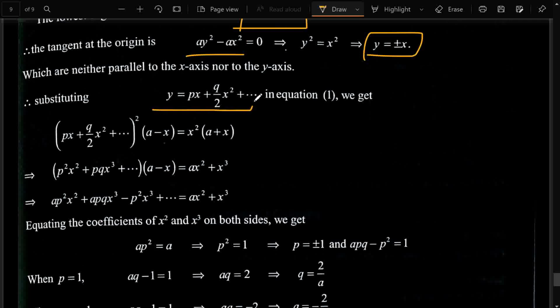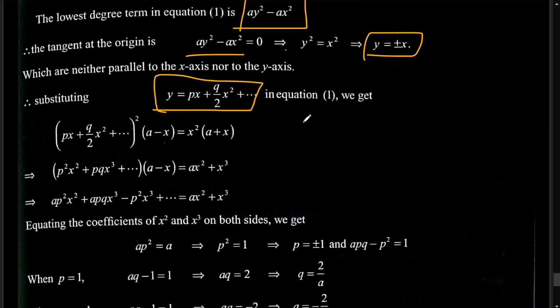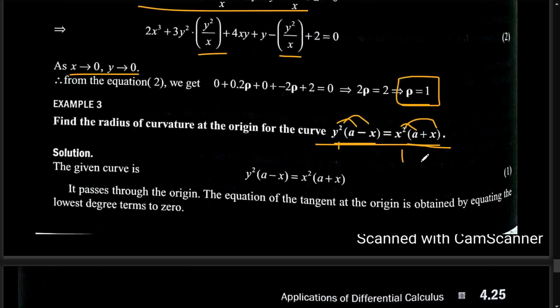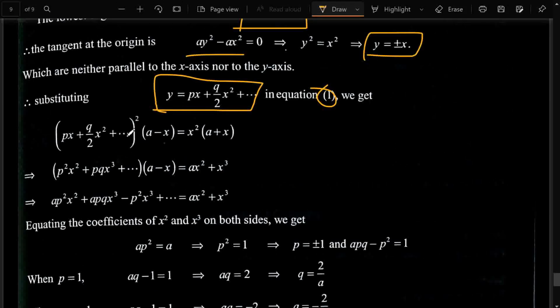So we know this equation which we saw before. I have told you to remember this. This is nothing but p is f dash of 0, q is f double dash of 0. So now we are putting it in equation 1. So y is equal to px plus q by 2 x squared in equation 1. What is equation 1? That is nothing but the given equation. So you put it there, and here the binomial theorem is used because it is a big series. You are going to square that series, so the binomial theorem is applied, but don't worry about it.